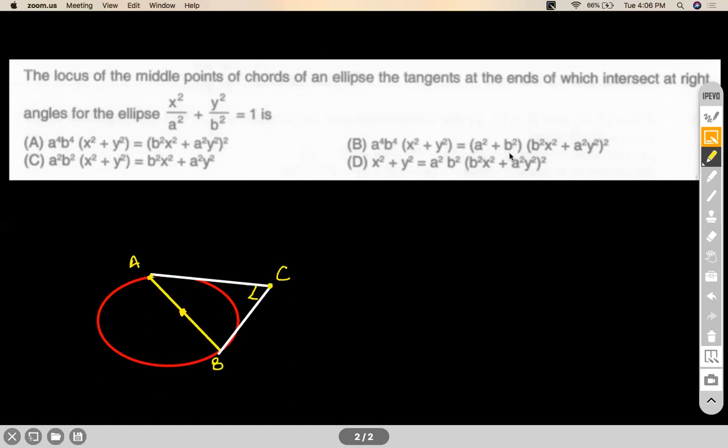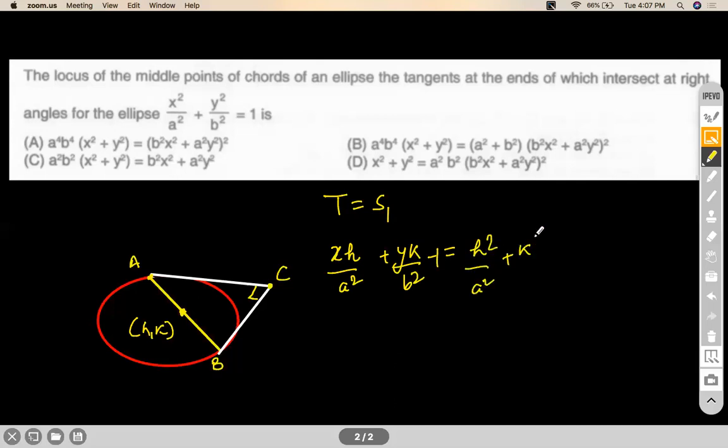Okay, let's check whether B was correct or not. See, very simple. First of all, we are aware that the equation of a chord whose midpoint is given is T equal to S1. So let's say I want to find out the locus of the midpoint of this chord. So I am assuming the midpoint to be (h, k). So T, as you all know, is nothing but x x1 by a square plus y y1 by b square minus 1 is equal to S1. S1 will be h square by a square plus k square by b square minus 1. There's no point writing minus 1 because minus 1 is going to get cancelled from both the sides. So this is the equation of this chord AB.